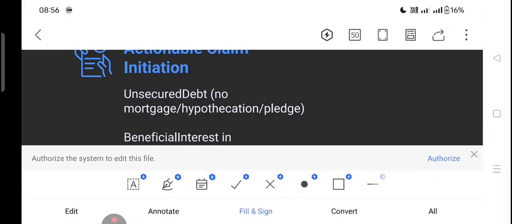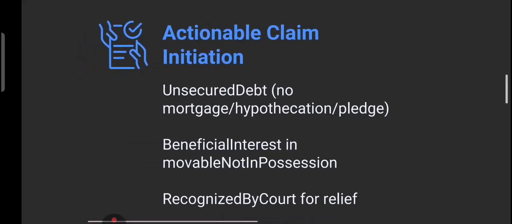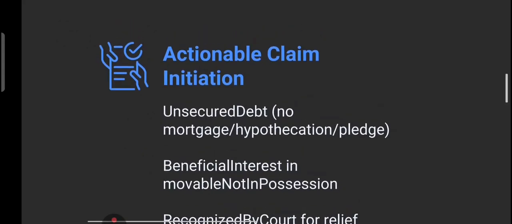So let's explore something that sounds complex but plays a big role in legal and financial matters. That is called transfer of actionable claim. First of all, you must know what an actionable claim is. Actionable claim is basically a right to recover an unsecured debt. Suppose you have given an unsecured debt and you want to recover it. The right that you have is called actionable claim.